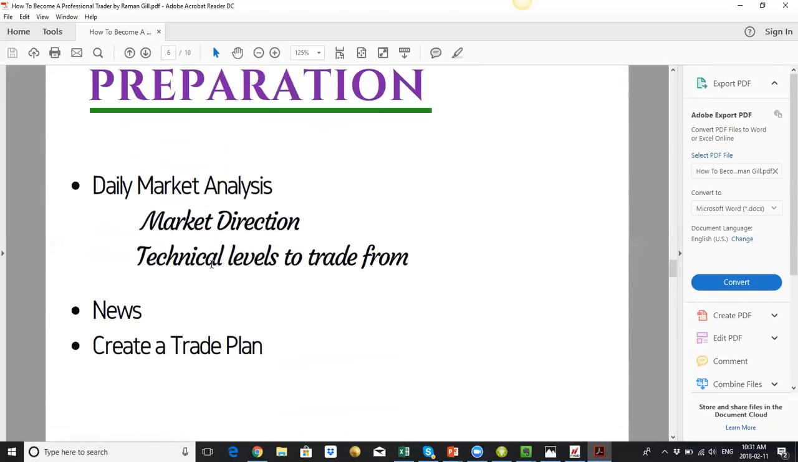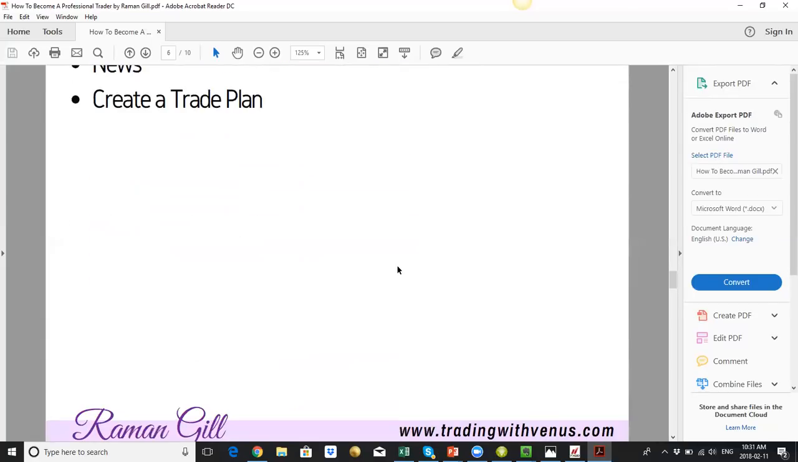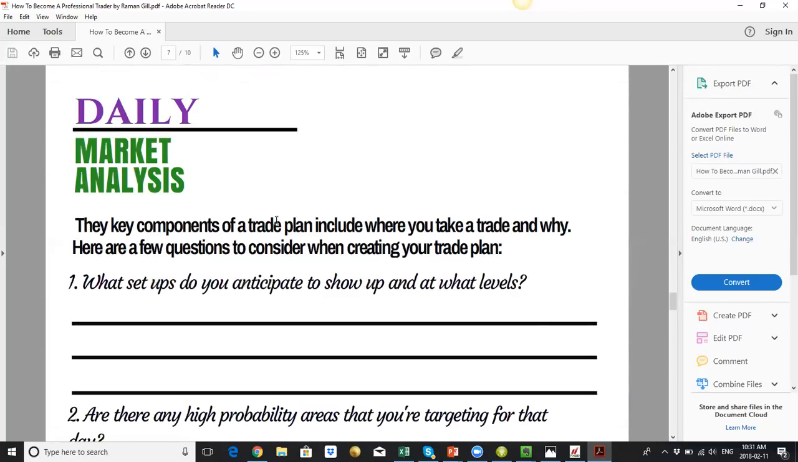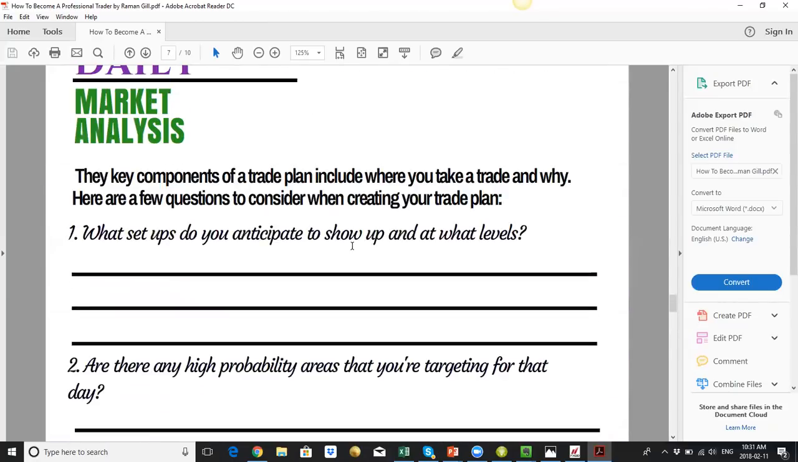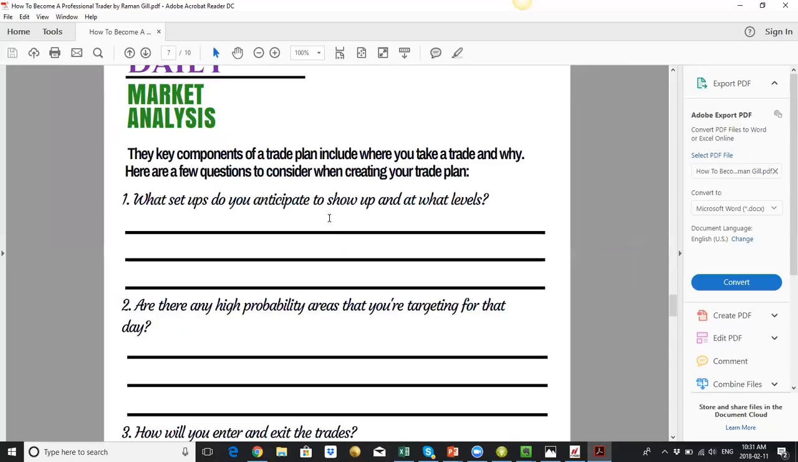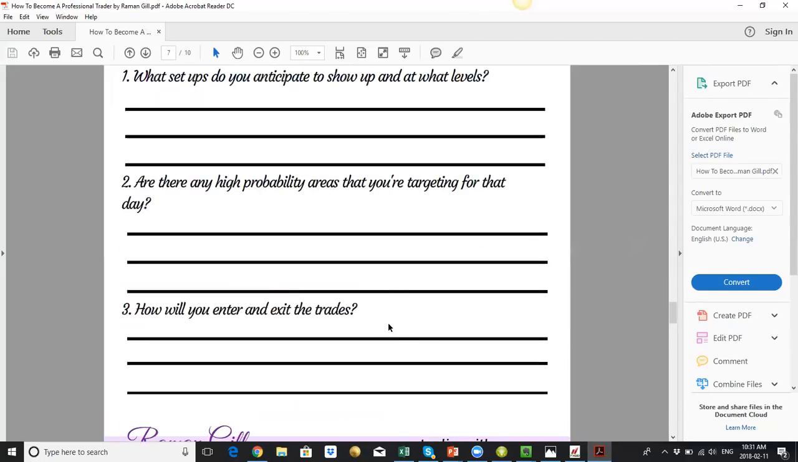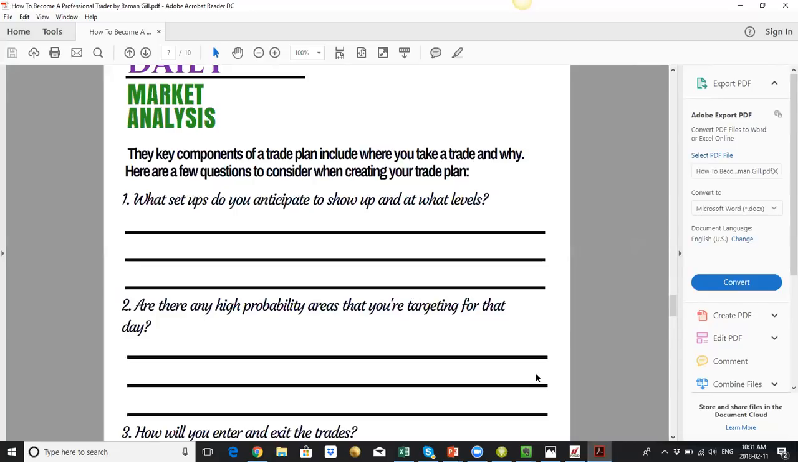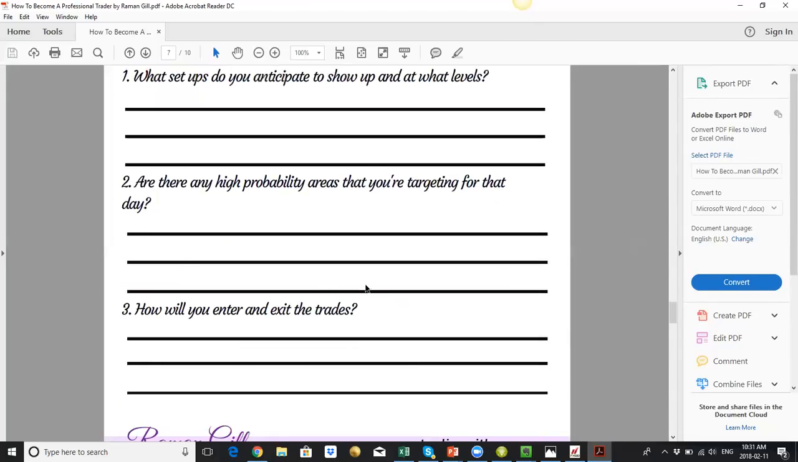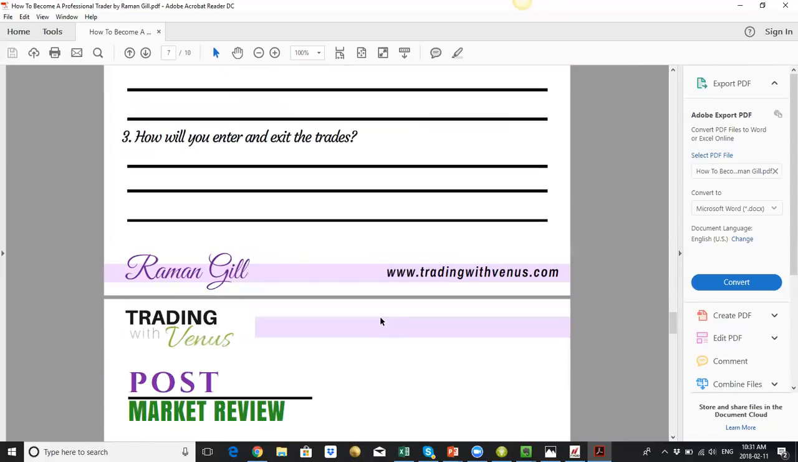Next, in terms of preparation, I did the daily market analysis every night, which is part of the trade room that I do. So that was good. I looked at the technical levels to trade from, again part of the trade room. I looked at the news every day and created a trade plan. So all of that, I would say full marks. One thing that I did not do, and I need to do this better, is write down these questions here. I was not writing down or answering these questions properly every day. I did the analysis, but I did not write down these questions.